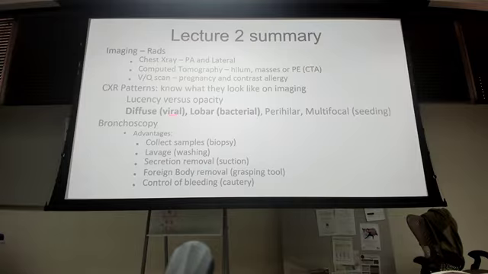And then those patterns right there. So diffuse, if they get viral, it's going to be all over the lungs. It's not isolated to one lobe. It's going to be scattered. That lobar, think bacterial every time, right? Perihilar, what's that telling you? It's like the midline, right? Along the hilar. Multifocal seeding, what would that be? Cancer. Metastatic cancer, right? Could also be pulmonary too. We'll talk about it more, but there are other disorders that can do that. But for our purposes, let's say you get metastatic cancer.